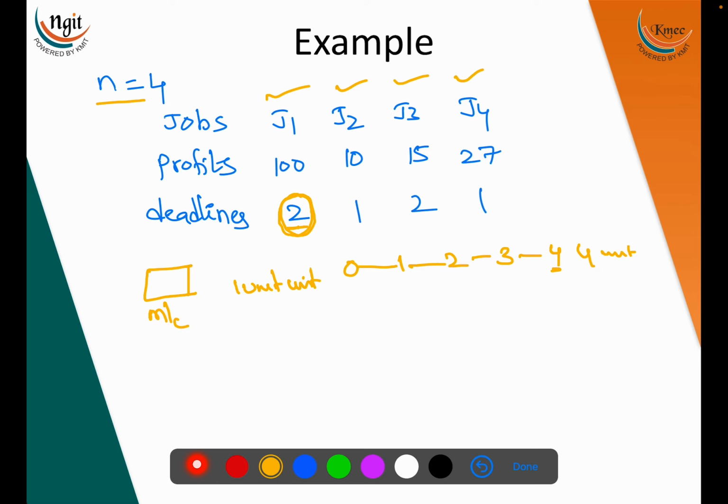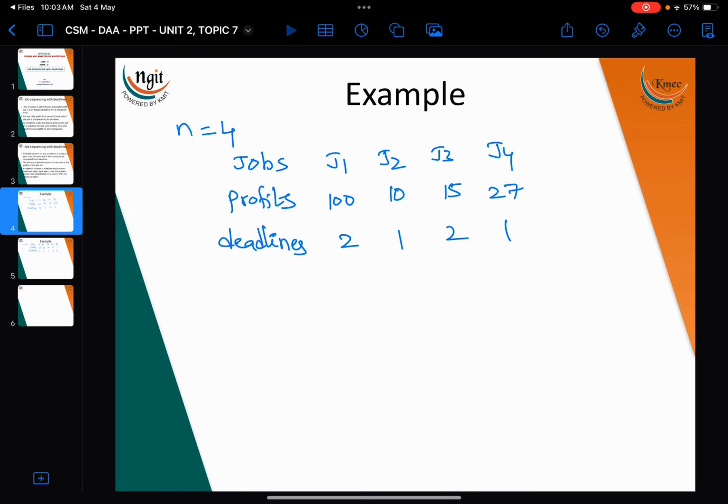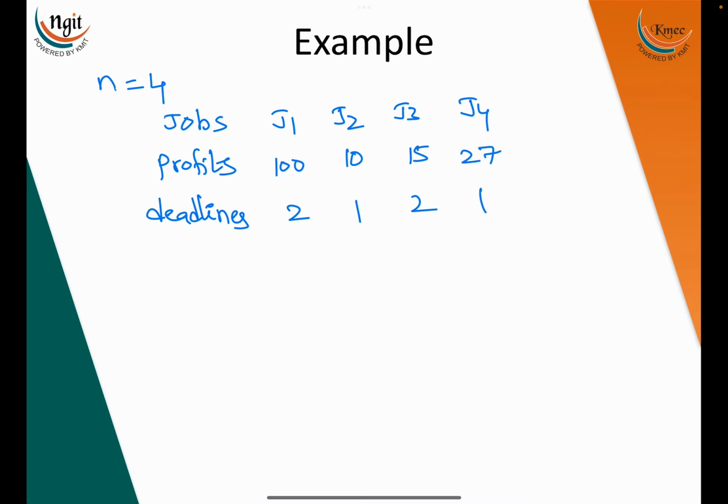As it is 2, that means I can finish only 2 jobs. So which 2 jobs will we finish? That is what we will say are the possible feasible solutions, the feasible solutions and their values.